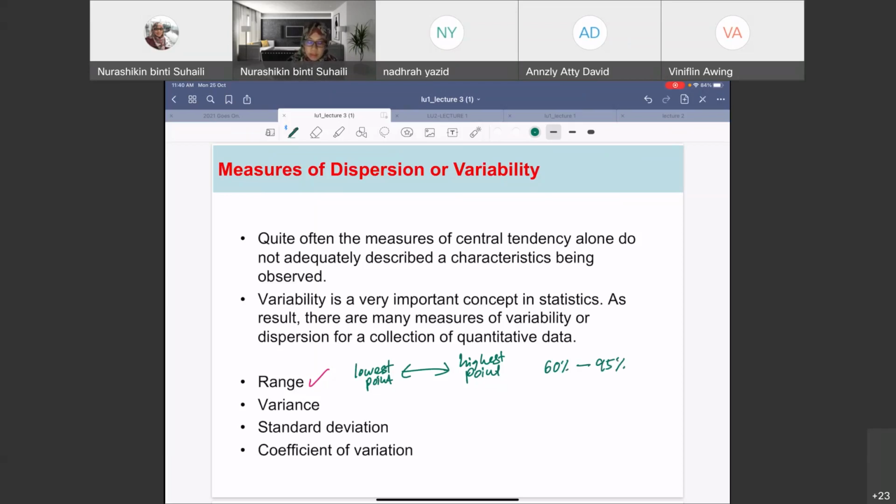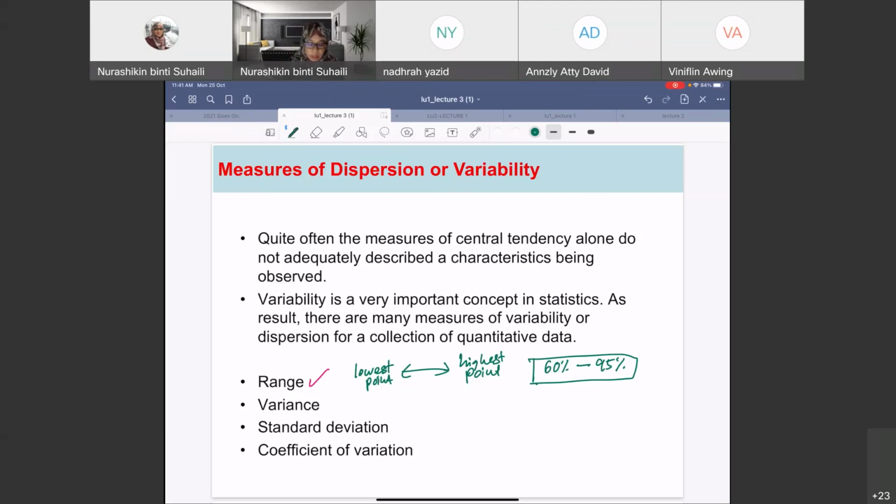Based on this information, I get the idea that no one got below 60 and no one got above 95. All of the students scored between 60 and 95. So the importance of it is that you have an idea about the range, and it shows that the distribution is between that particular limit, right?